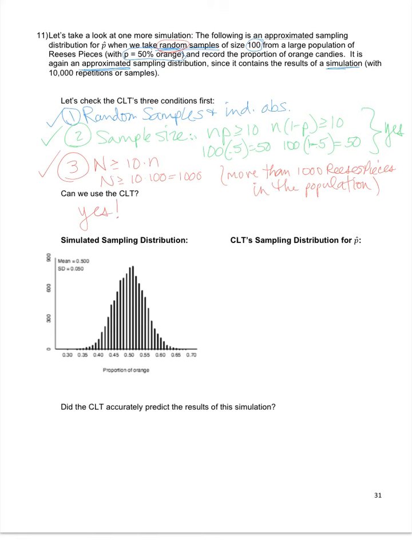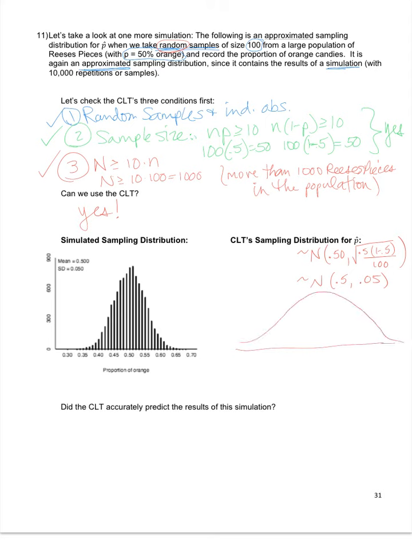All right, so moving down here, we want to see what our model would be. Our central limit theorem tells us the sampling distribution for p hat is going to be normal, centered at p, which is 50%, and a standard error equal to the square root of 0.5 times 1 minus 0.5 over our sample size. So it's going to be approximately normal, centered at 0.5, and a spread of 0.05. So here's the model predicted by the central limit theorem.